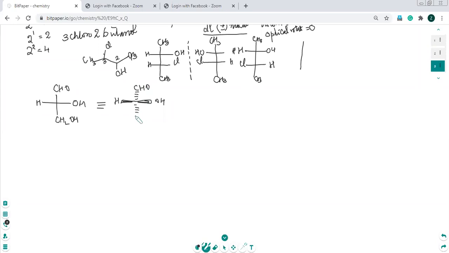That means none of the atoms except the carbon is in the plane of the board. Only this carbon is in the plane. These two are projecting towards you. These two are away from you. Okay, I will take the model and show it to you.